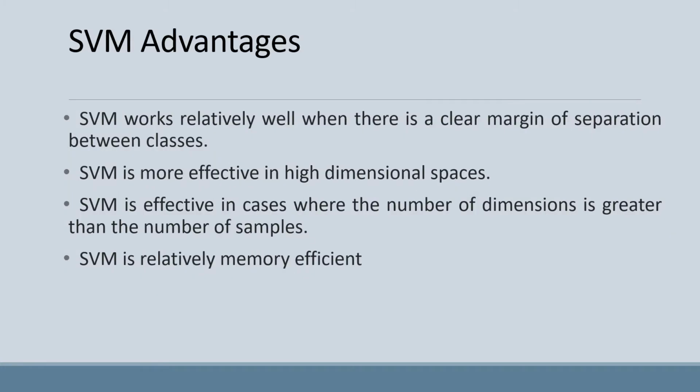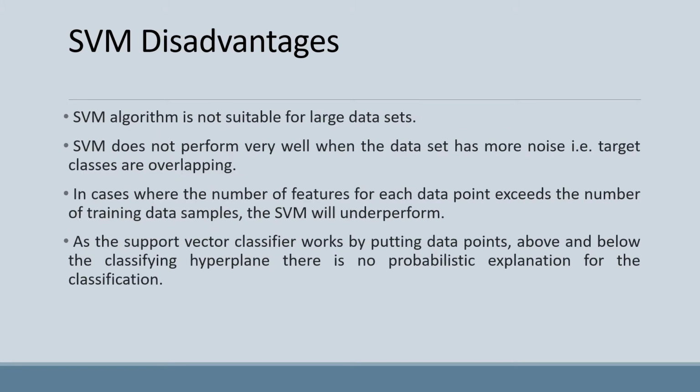Advantages of support vector machine. It works relatively well when there is a clear margin of separation between classes. SVM is more effective in high-dimensional spaces. SVM is effective in cases where the number of dimensions is greater than the number of samples. SVM is relatively memory efficient.